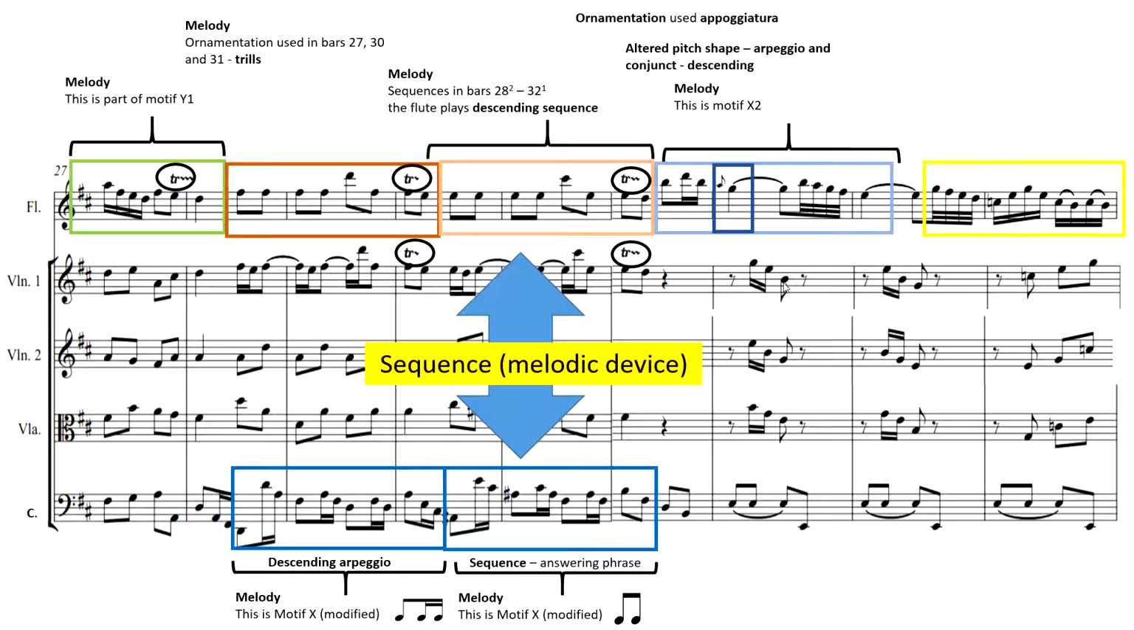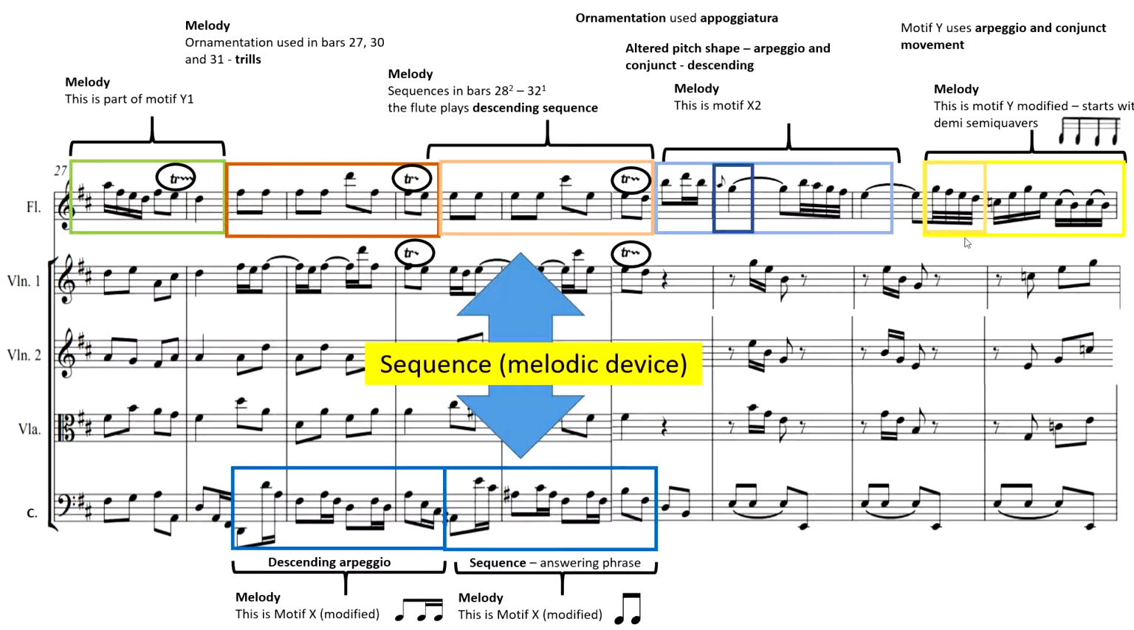The next motif is motif Y modified. We're calling it Y modified because it does start with demisemiquavers. Again, if we were to describe this motif, we would be saying that it is using arpeggio and conjunct movement. Let's just have a listen.